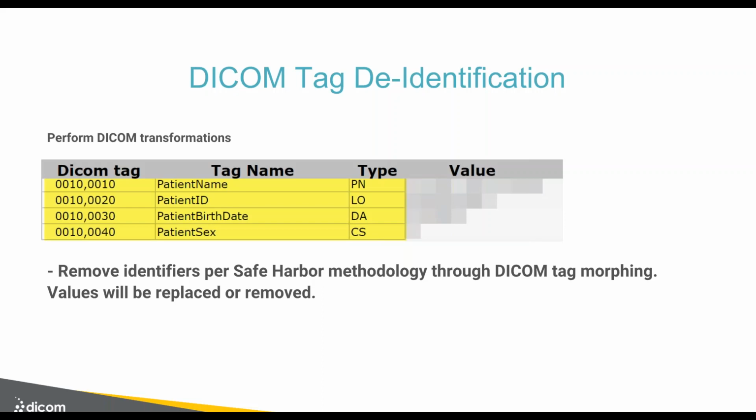Here's an example, DICOM transformations. So you might make a list of your different tags, and you can approach it. You want to make a design, say, okay, here's my tag, and then I want to go ahead and remove these identifiers, or I want to replace them, and so on and so forth. So this is kind of how you would go about designing it.